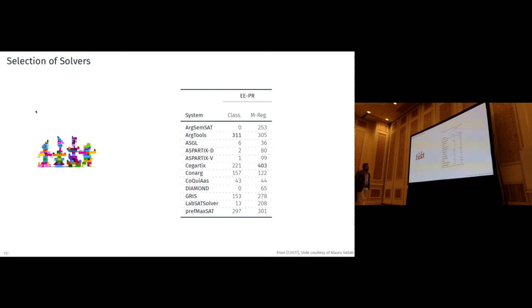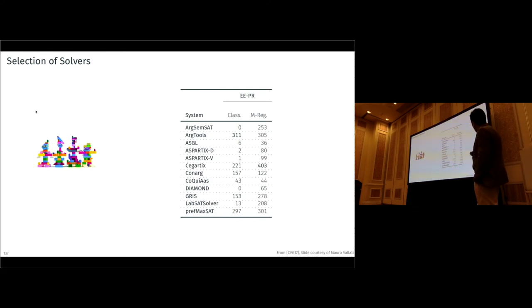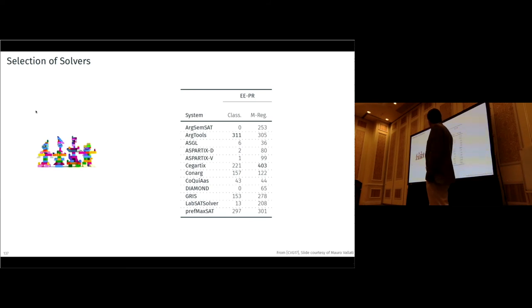In terms of which solvers have been used by our portfolio, it is actually interesting to see that solvers that did not perform remarkably well during the competition, like this one that is a non-reduction-based one, have been used a substantial amount of time for the classification one, while this one, which was actually one of the best coming out of the competition, was substantially used in the M regression case.